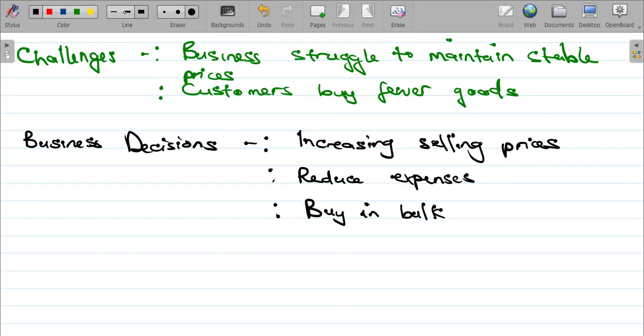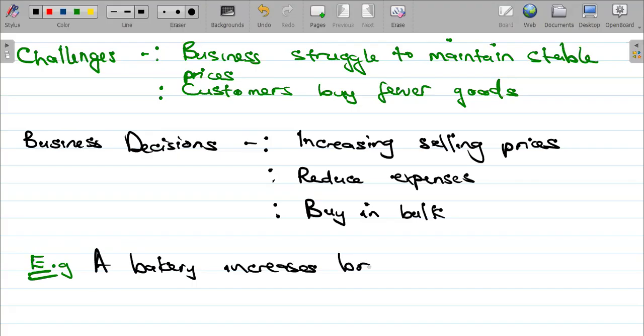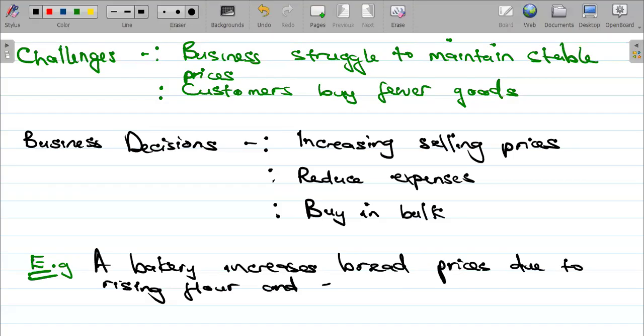For example, a bakery can increase bread price due to rising flour and electricity cost.